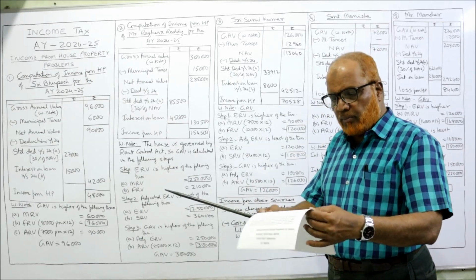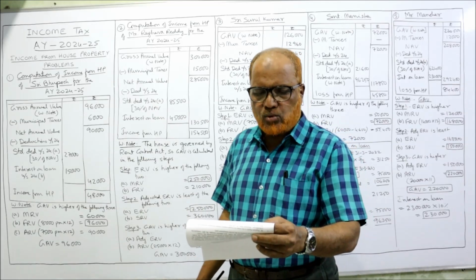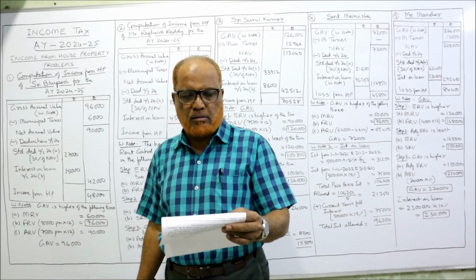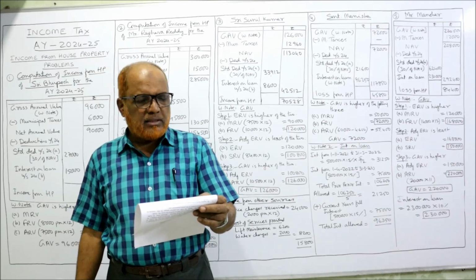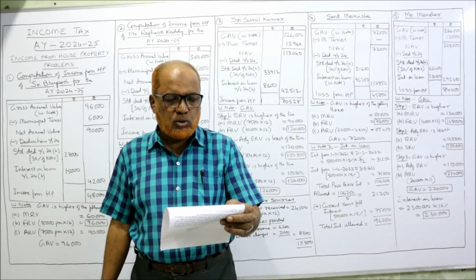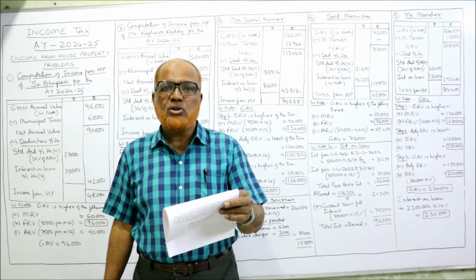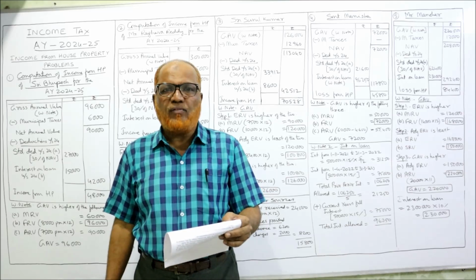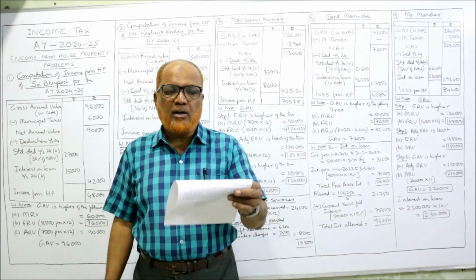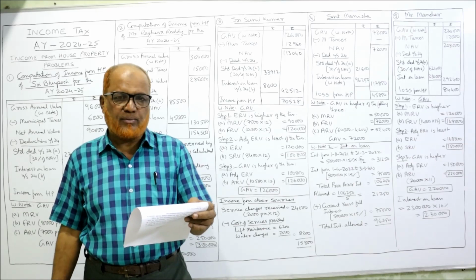Now see the third problem. Sri Sunil Kumar, a senior citizen, owns a house in Chennai. So he is the owner. It has been let out on a monthly rent of 10,500 and 2,000 per month towards service charges. So every month he is charging two amounts. 10,500 is the rental amount and 2,000 are the service charges he is charging.